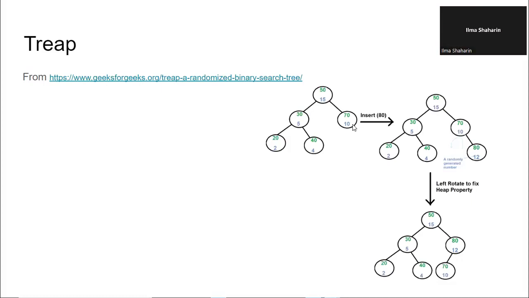It's no longer following the max heap structure. Okay, thank you. It's no longer following the max heap structure. What do I need to do? I'm going to need to put the 12 higher up and the 10 lower down. So we do a rotation to preserve the heap, or restore. That's the word we like to use, to restore the heap property.